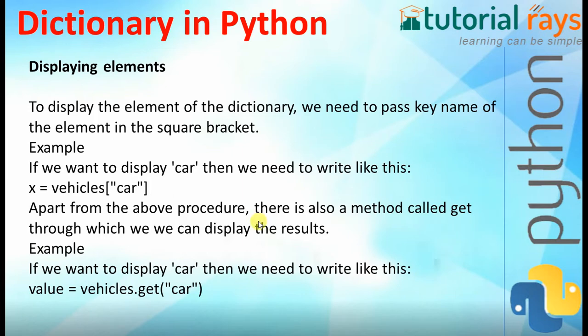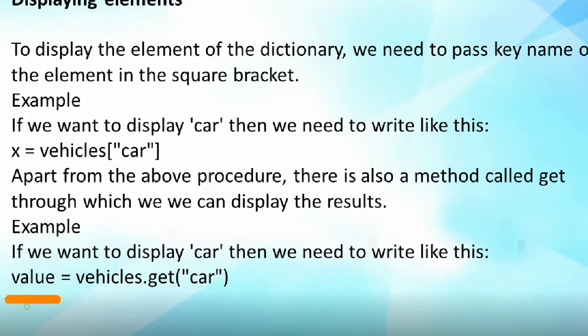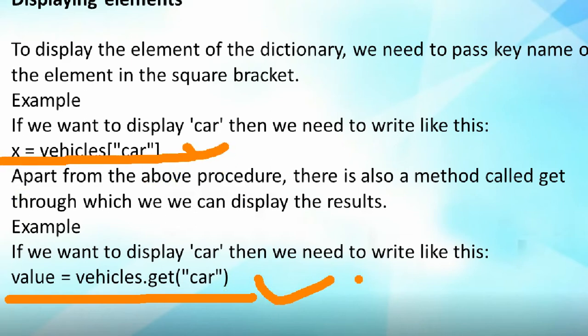Apart from the above procedure, there is also a method called get, through which we can display the results. For example, if you want to display car, we write something like this: value equal to vehicles dot get car. So either you can show it through this method or through the other method. Let me show you both the methods.